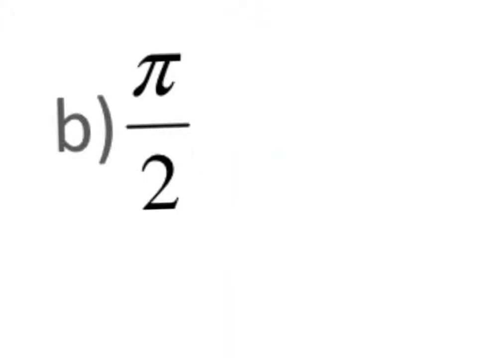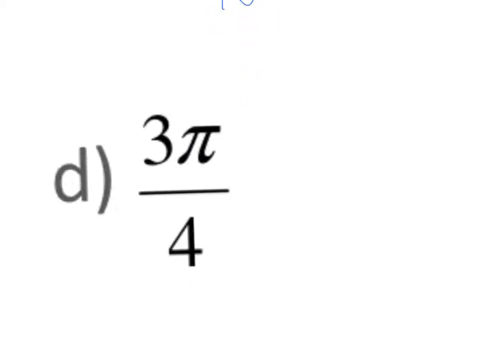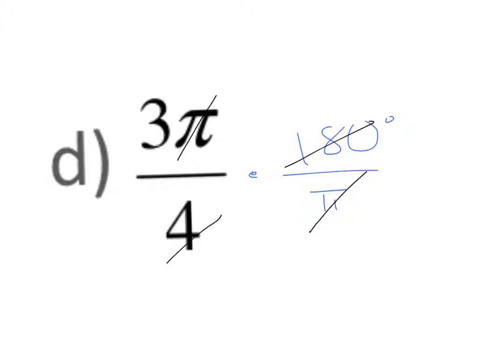If we're converting pi over 2, remember you want the pi's to be diagonal, so they reduce. So now it's flipped, it's reversed. The pi's reduced, 2 goes into 180 degrees 90 times. 3 pi over 4, again, you want the pi's diagonal to that. Now you want to reduce this. The pi's reduce, and 4 goes into 180, 45 times. 45 times 3 is 135 degrees.